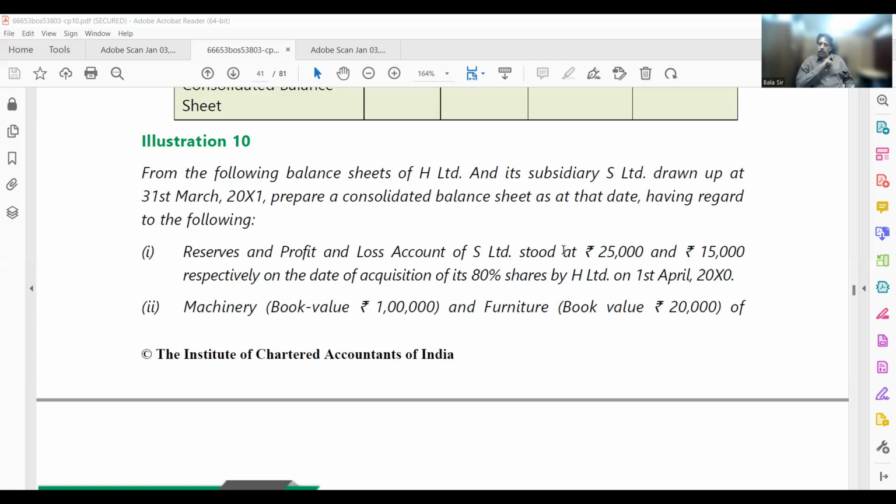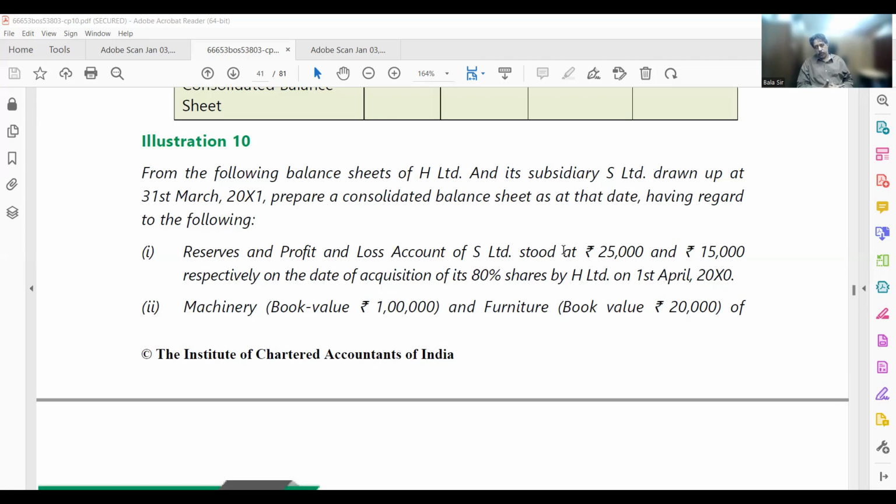Yes. And what is the balance in your company's reserves? 25,000. And the balance in the profit and loss account, or if you want, you can call it retained earnings: 15,000 rupees on 1/4/20X0. Next.